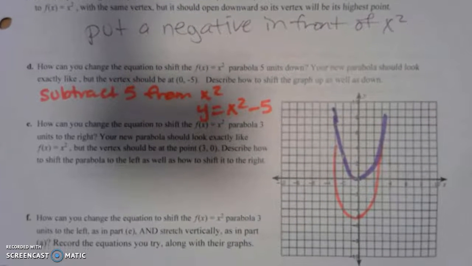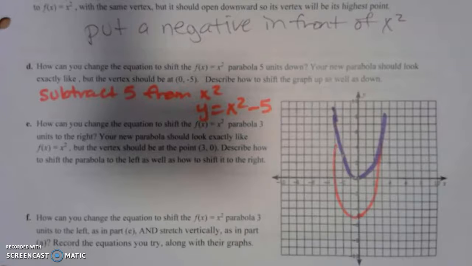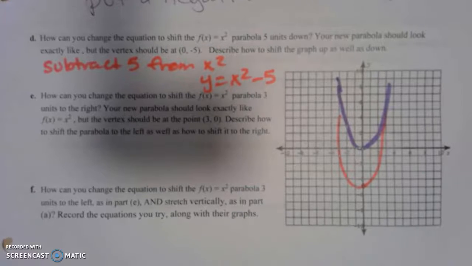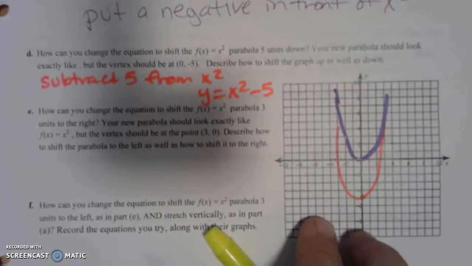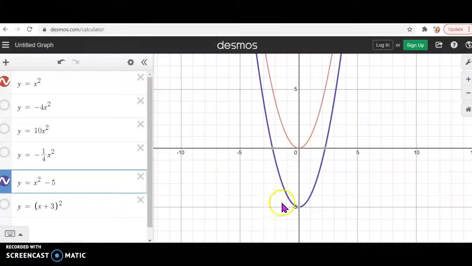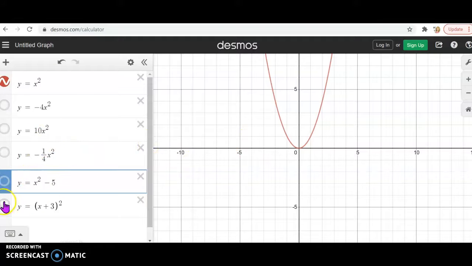And then how do we move stuff left and right? So let's go back to our Desmos and see what's going on here. We want to now move it left and right. We don't want to go up and down anymore. We want to go left and right. So what happens if I put a number inside the set of parentheses? I have x plus 3, and you see how x plus 3 moves it to the left?